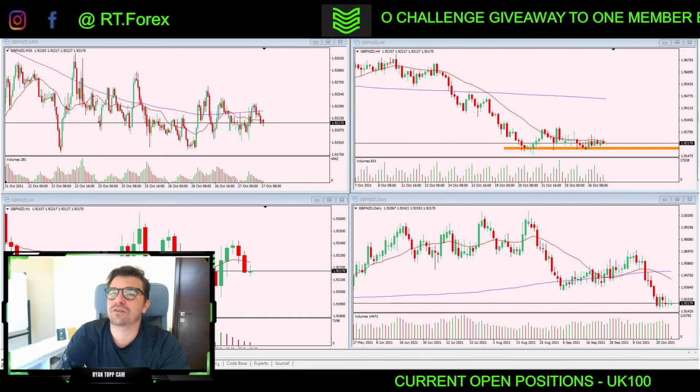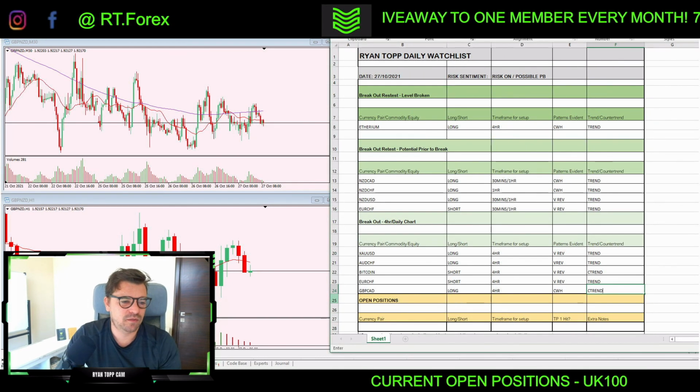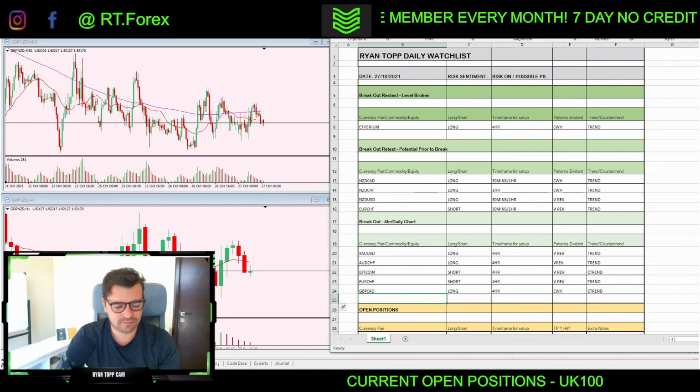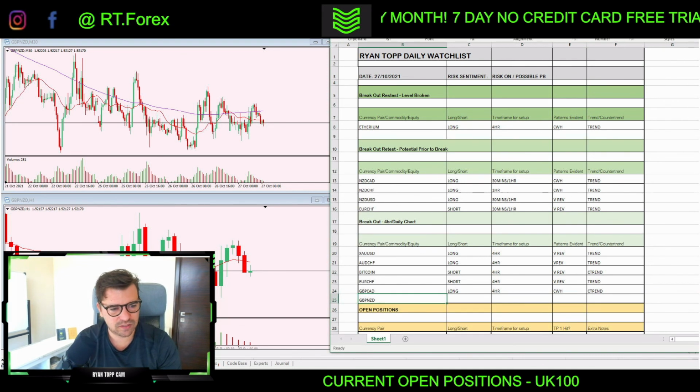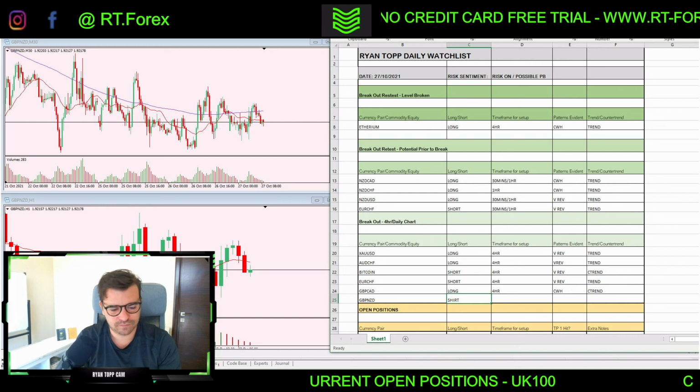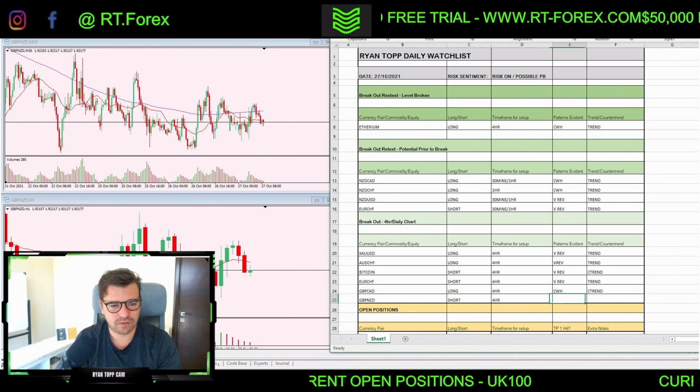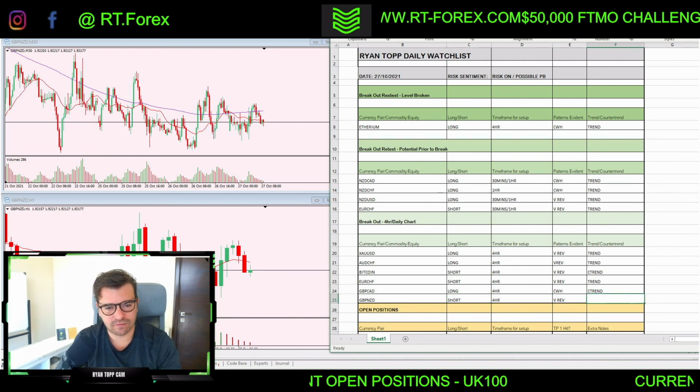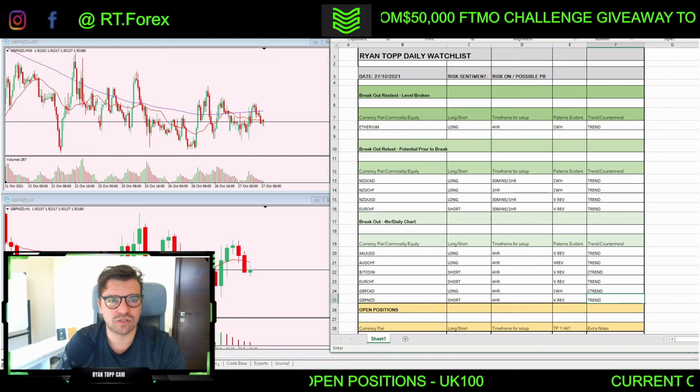Actually, I'll just put it on my list so I remember for tomorrow. Insert pound New Zealand short, 4 hour VREV with trend. Always like to usually go with trend, as always.